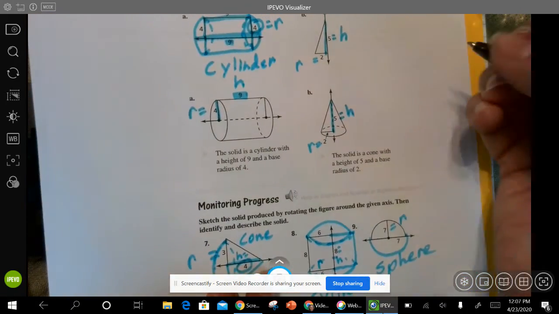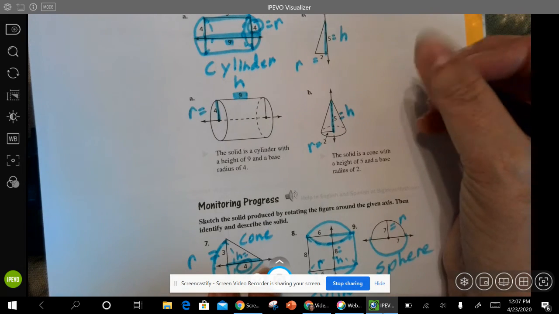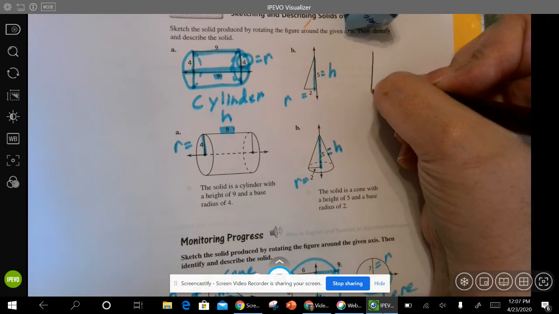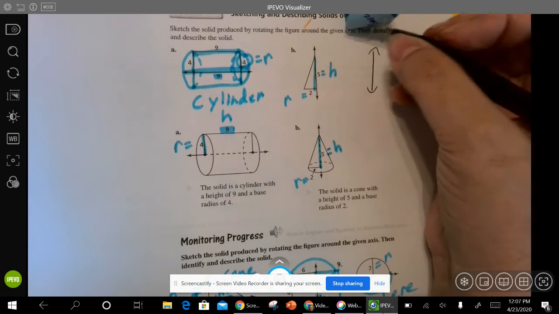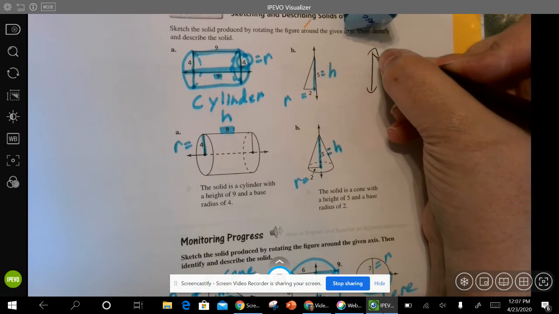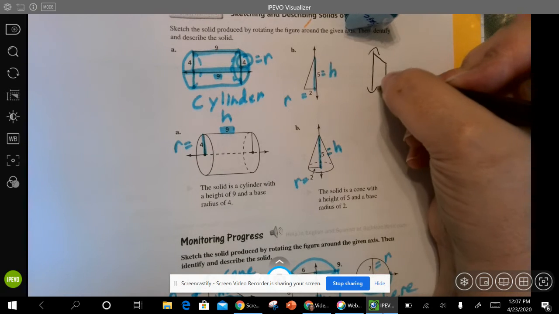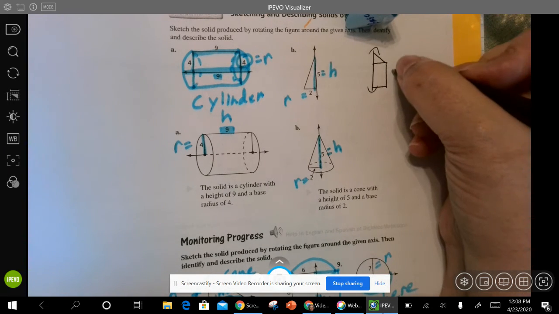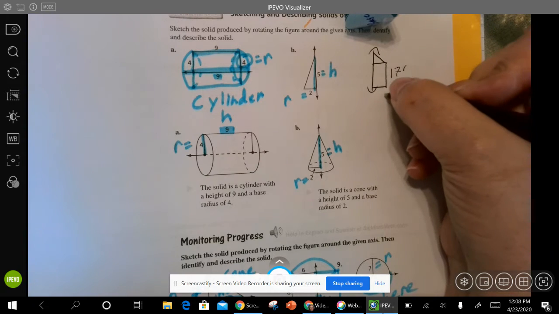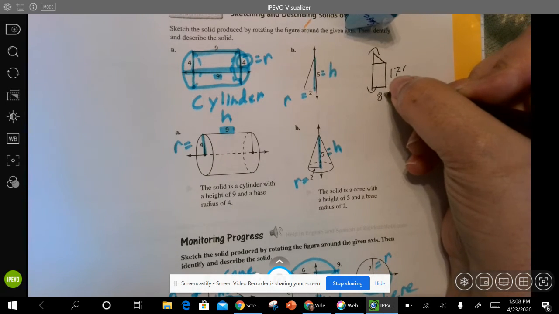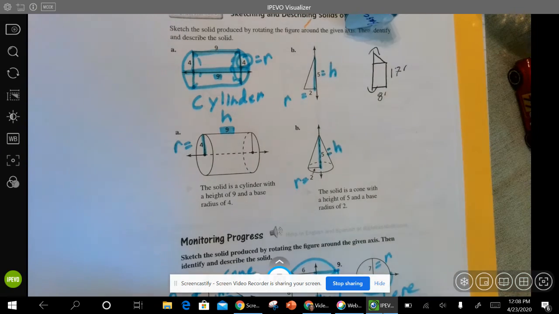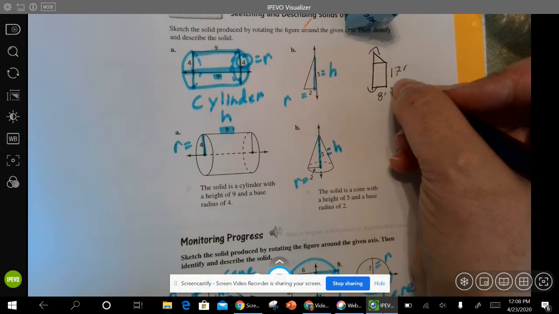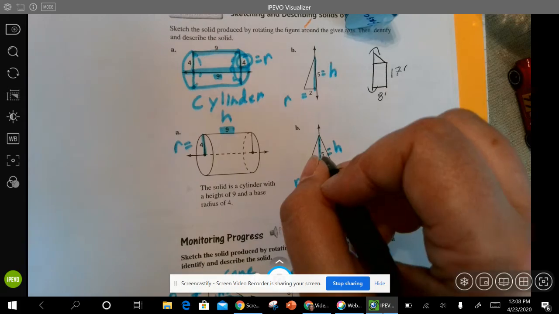There are a couple other examples I wanted to go over. What if we had one that was like this? I'm just going to draw them on here. We have that the height is 17. I'm giving you a hint: the radius. This part is 8.